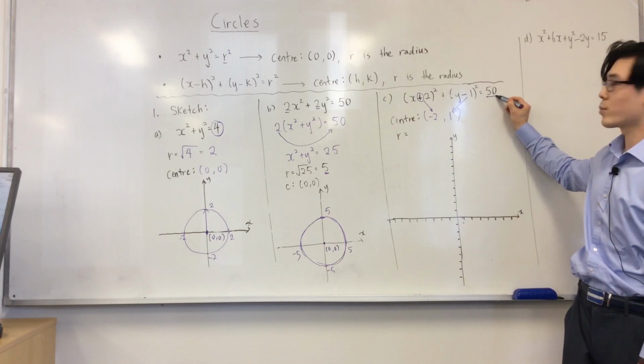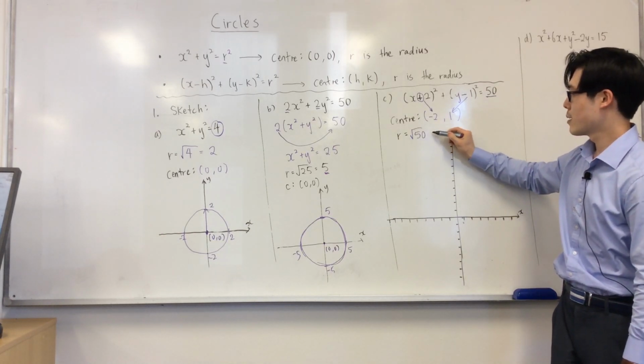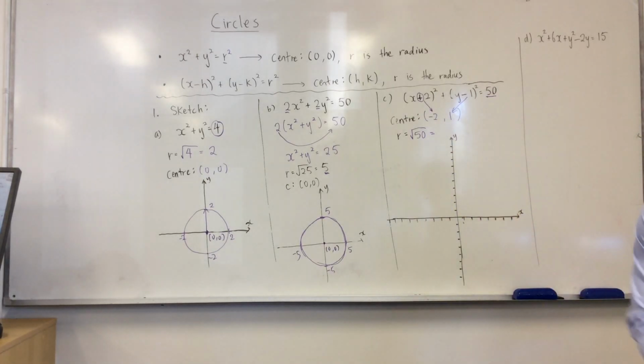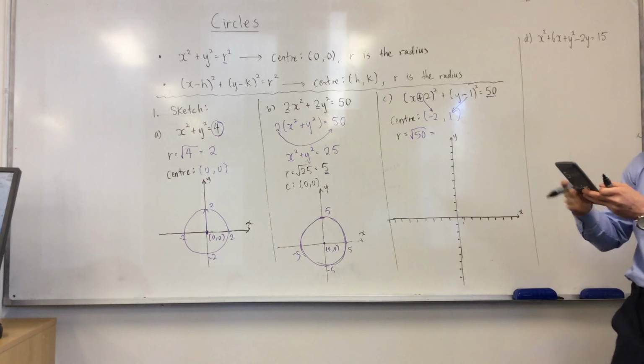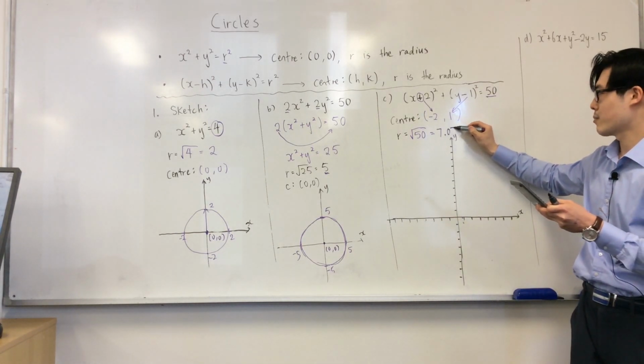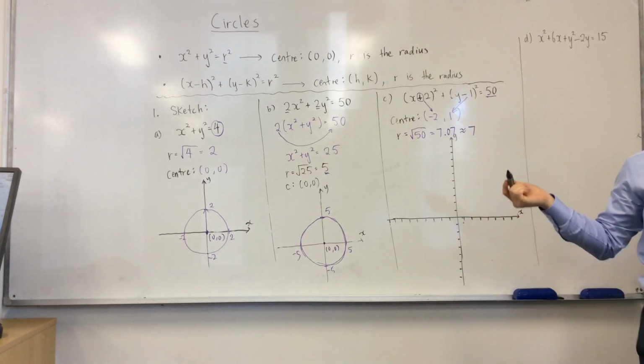Now, same thing here. The radius, you can't square root 50, so just write square root 50. But you want to actually get the decimal number because you've got to plot it. If you type in root 50 in the calculator, what you'll get is 7.07. Girls, I'm just going to approximate and say it's 7.